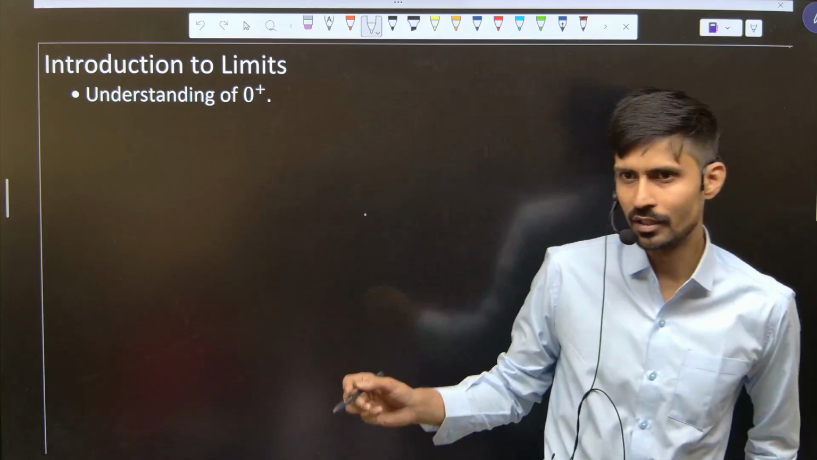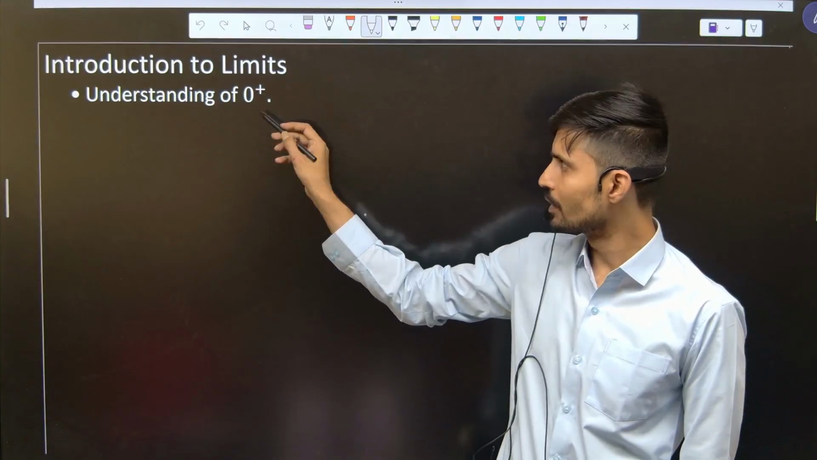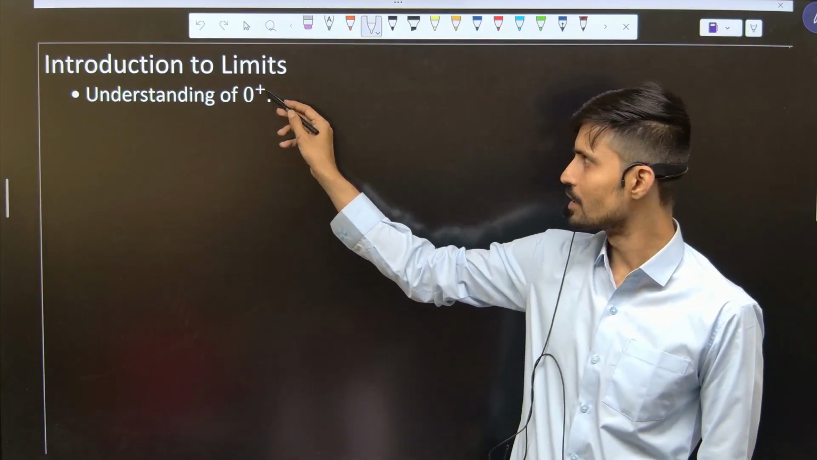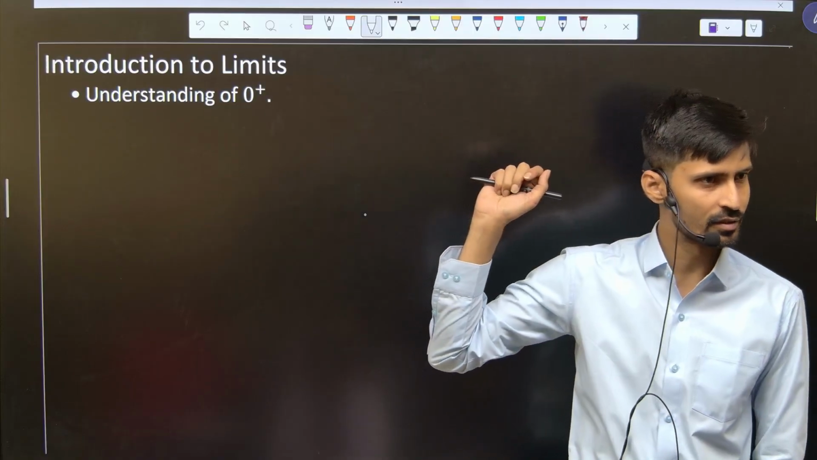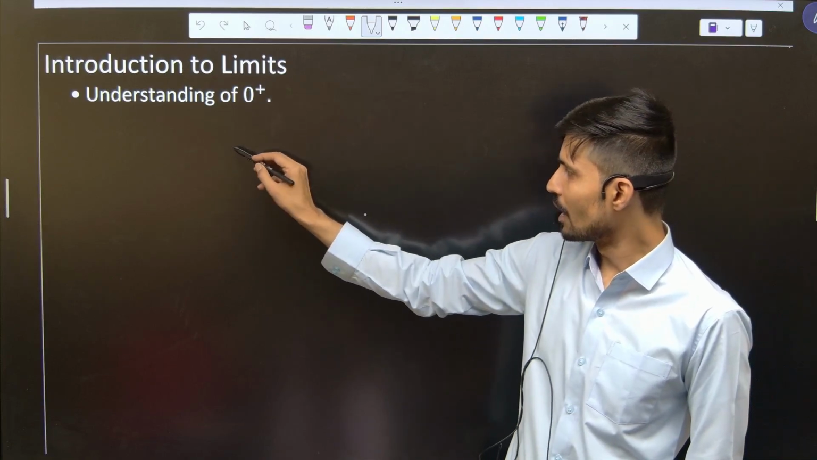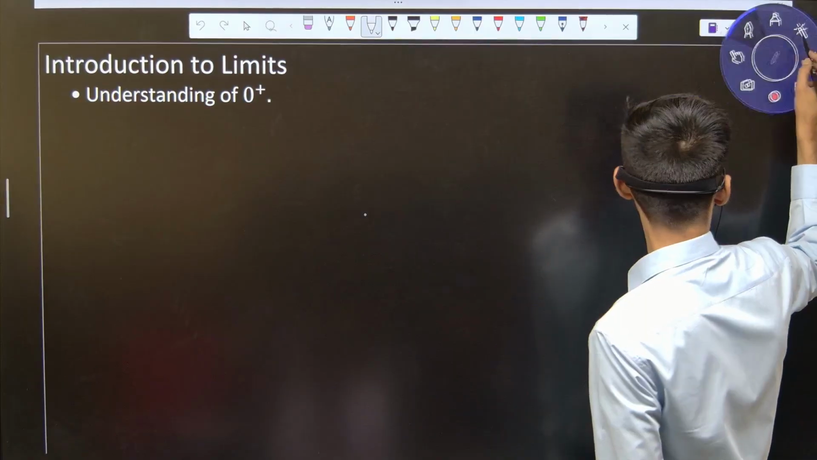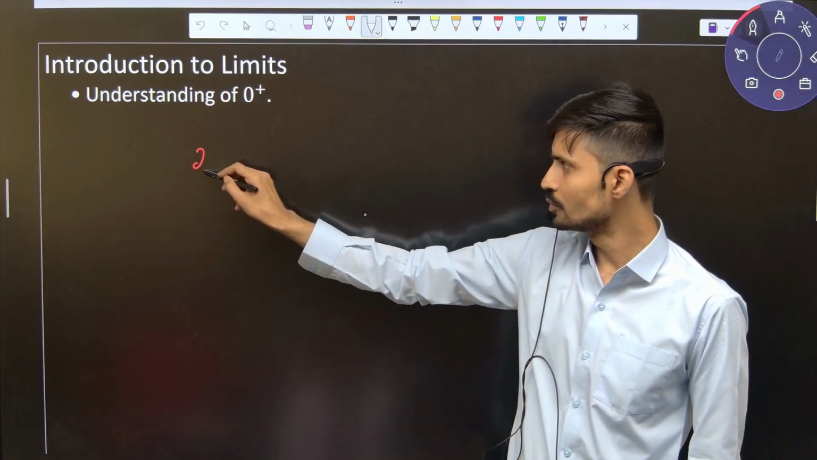First of all, limits. I'm going to give you some understanding of 0 plus, what this plus means. Then I will come to limits. Okay? So see, I'm going to take one number. Let's say that is 2.